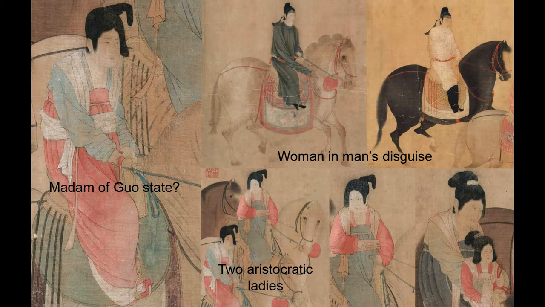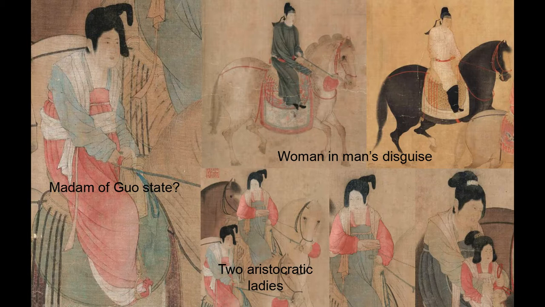We may appreciate the close-up with plump cheek. Take a close look and we can see woman in man's disguise. We can find the 2 aristocratic ladies in the middle. The elegant lady is probably Madam of Guo State. It's hard to say, it's a mystery.